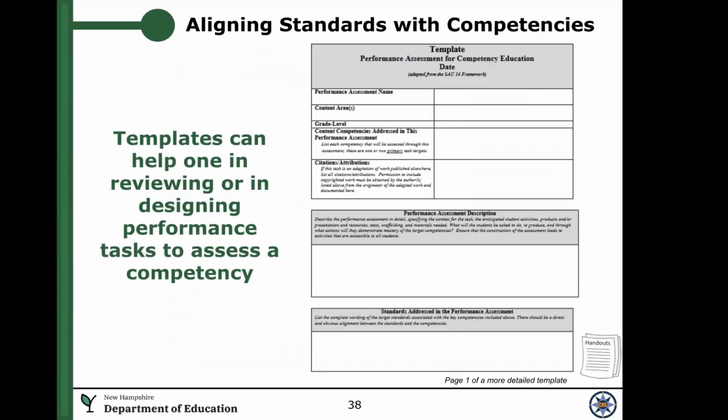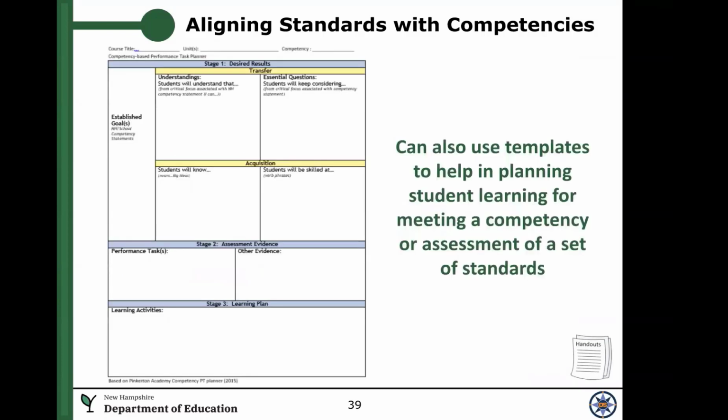So in aligning our standards with competencies, templates or graphic organizers can help in reviewing or designing performance tasks to assess a competency. We want to make sure that the standards we want the students to learn and the knowledge that we want them to be able to apply can be found in that task. And here's just another template that can help us in planning to meet student learning and meeting a competency or assessment of a set of standards.